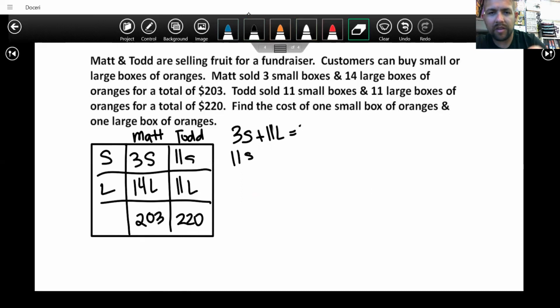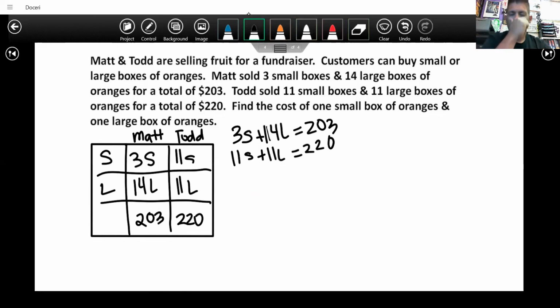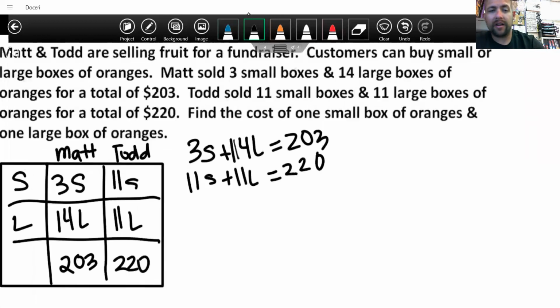This would be 14L is equal to 203. Then we have the other one as 11L is equal to 220. So again, this is a lot right here.